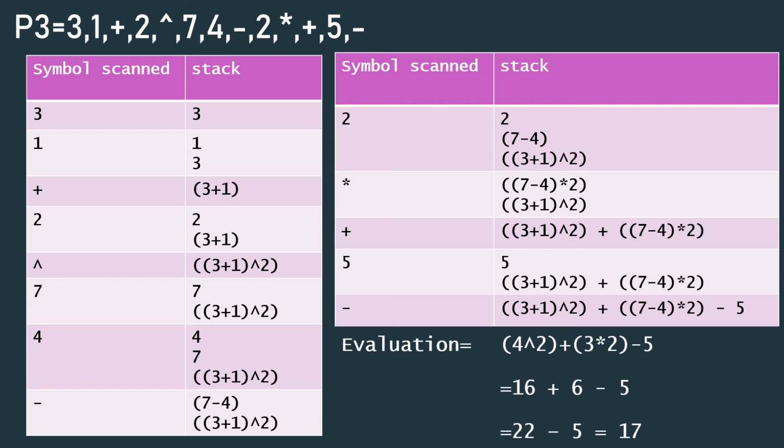Now 2 will be scanned and 2 will be pushed into the stack. Then the multiplication operator has to be placed between the top two elements of the stack, that is 7 minus 4 and 2. Then the plus operator will be scanned, which will be placed in between the top two elements of the stack. Like this, the next element to be scanned is 5, which is an operand, so it will be pushed back into the stack. Next is a minus operation, which will be done between the top two elements of the stack.